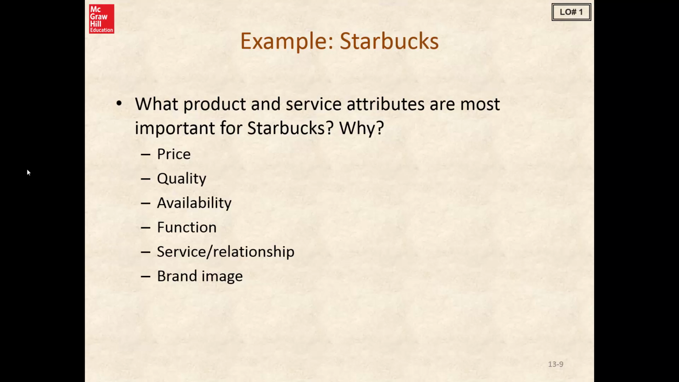One example is Starbucks. What product and service attributes are most important for Starbucks and why? Price, quality, availability, function, service relationship, and brand image, right? So Starbucks doesn't necessarily offer a low price, but they offer what a lot of people might consider a reasonable price for the quality of their product. It's available almost everywhere, right? Almost anywhere you are, you're near a Starbucks. The function is simple, it's easy to go in and out. The service relationship is friendly, and they have a strong brand image.